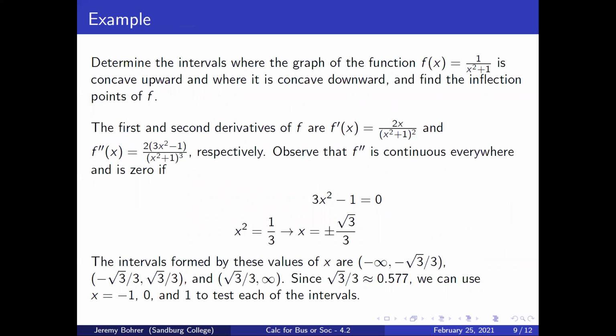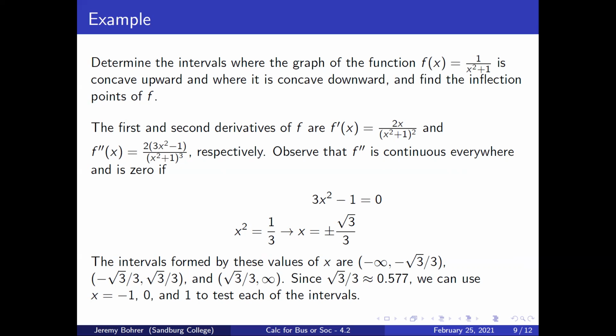Determine the intervals where the graph of the function f of x equals 1 over x squared plus 1 is concave upward and where it is concave downward, and find the inflection points of f. The first and second derivatives of f are f prime of x equals negative 2x over (x squared plus 1) quantity squared, and f double prime of x is 2 times (3x squared minus 1) over (x squared plus 1) quantity cubed, respectively. Observe that f double prime is continuous everywhere and is 0 if 3x squared minus 1 equals 0.